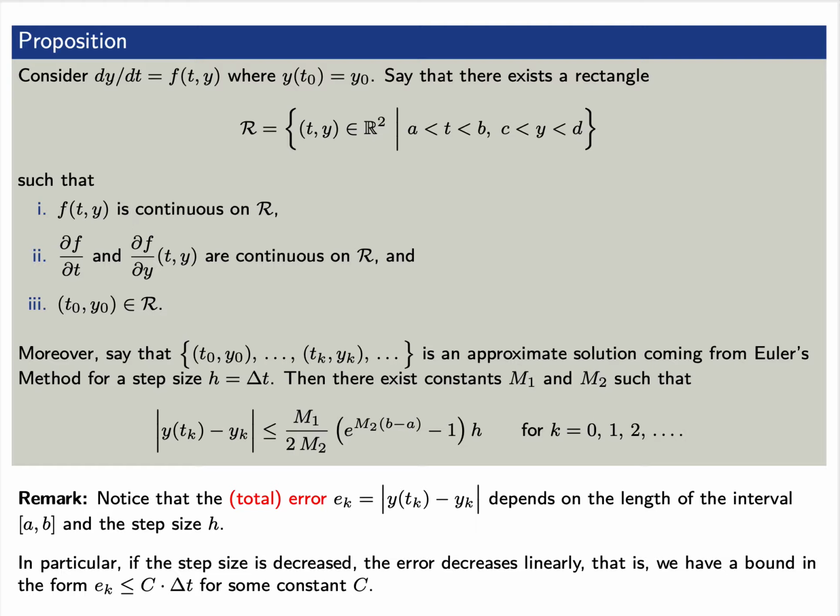Then there exist constants m1 and m2 so that the error term |y(tk) - yk| is less than or equal to m1 over 2 m2 times (e^{m2(b-a)} - 1) all times the step size h. Notice that the total error, e_k, just depends upon the length of the interval from a to b and the step size h. In particular, if the step size is decreased, then the error decreases linearly. That is, we have a bound of the form e_k is less than or equal to a constant c times the step size delta t.